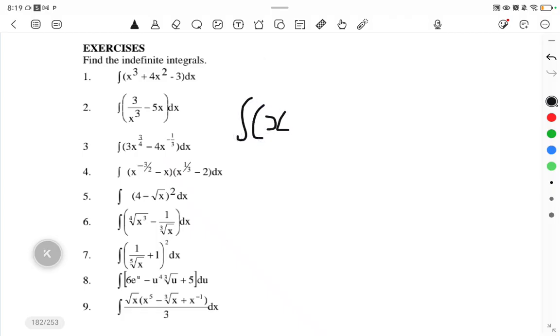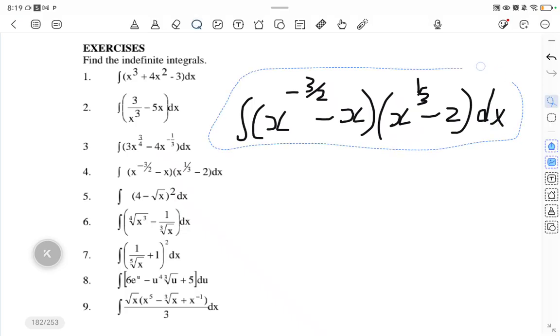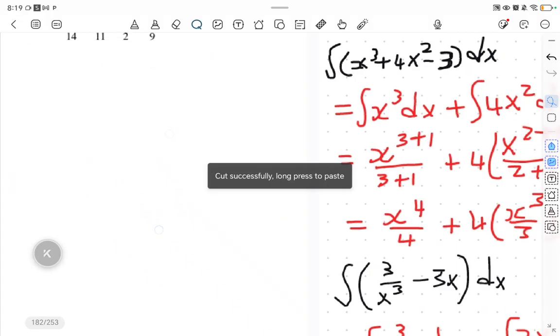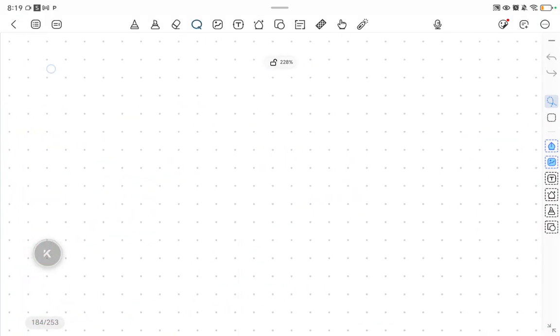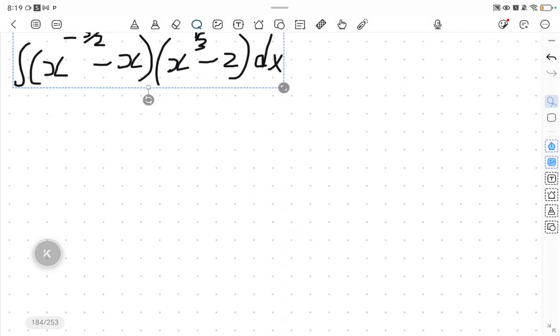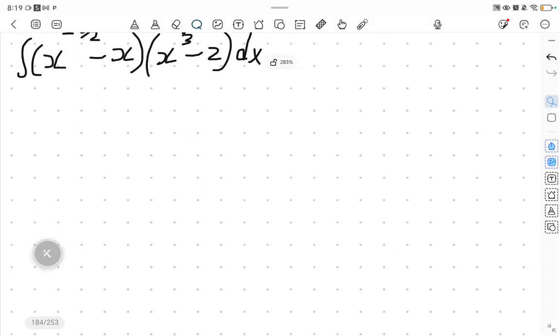So yeah, then we come to this one. We have minus 3 over 2 minus x to the 1 over 3 minus 2 dx. So what I'm gonna first do here is multiply this through. Not cross multiply, but yeah, I'm just gonna multiply this through.